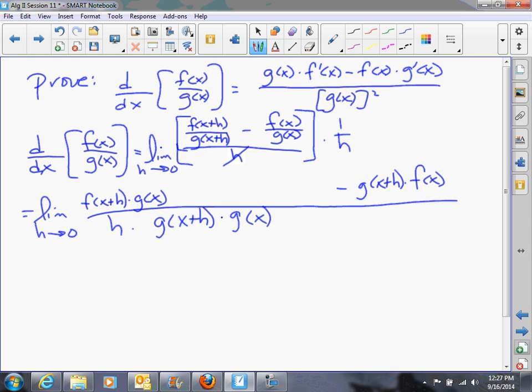Now, I'm going to add 0 in here. Notice I've left a spot to add 0 again. And the 0 I'm going to add is going to be minus f of x times g of x plus f of x times g of x.